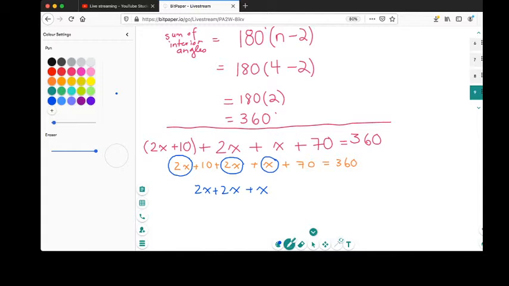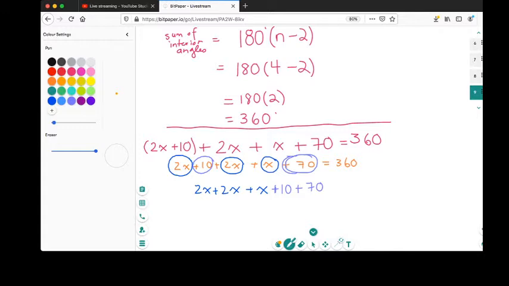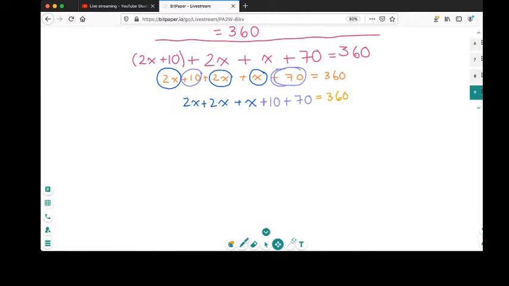Great. And then we've got this lavender color, and we're going to bring together our numbers. So we have positive 10 and positive 70. And again, it's really important that we keep the signs the same if it's staying on the same side. So this is going to become positive 10 plus 70. And then all of that still is equal to 360. And now we just bring our like terms together. So 2x plus 2x plus x is going to be 5x.